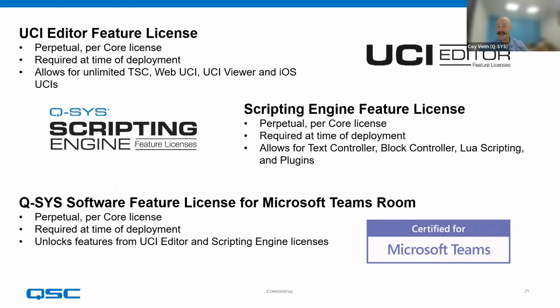And then we've got a Teams license, which is just those two wrapped up together. That was something that came with getting certified with Microsoft Teams. So it was a package that we offer. But if you bought a Microsoft Teams license, you don't also need to buy the other two. And likewise, if you buy the UCI and the scripting, you don't need to buy the Teams license.